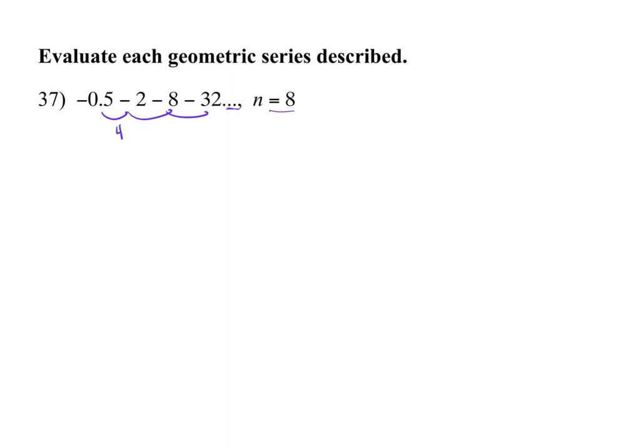And then you want to plug it in pretty much. So you're going to say my first term, which is given to me, negative 0.5, times 1 minus my r, which was 4, to the n, which they also gave to me, all over 1 minus my r. All right.